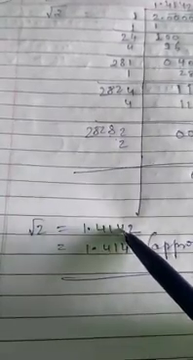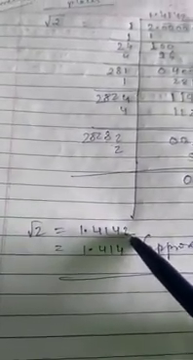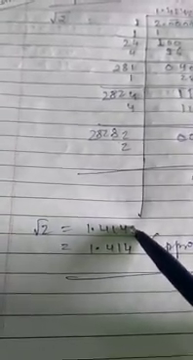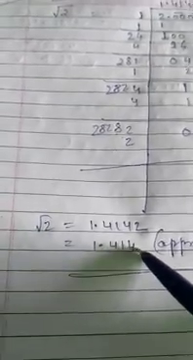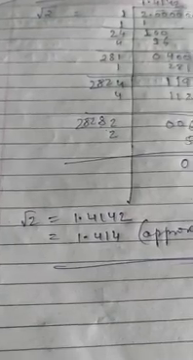So 4, 1, 5. But here it is only 2, which is less than 5. So less than 5, it will become 0 in the round figure. So the answer is 1.414. That is approximate. So see here, up to 3 digits you have to find. In this manner you have to find out root 3, root 4, root 5.